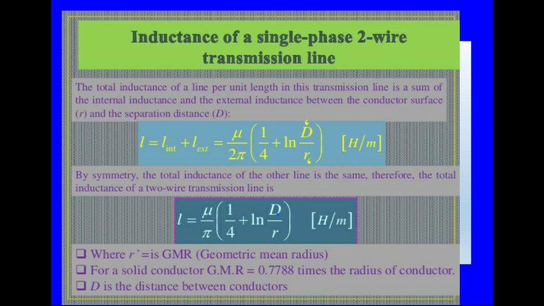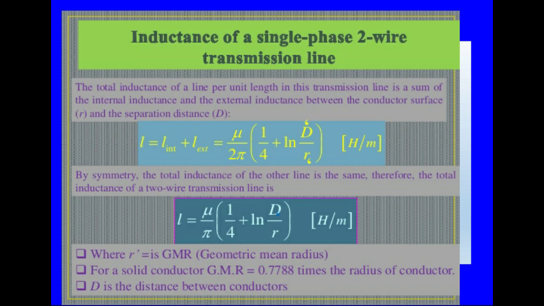Now inductance of a single phase 2-wire transmission line. We know that a single phase 2-wire transmission line consists of 2 wires. The total inductance of a line per unit length in the transmission line is the sum of the internal inductance and the external inductance. So the internal inductance is mu upon 8 pi and external inductance is mu upon 2 pi ln d upon r.